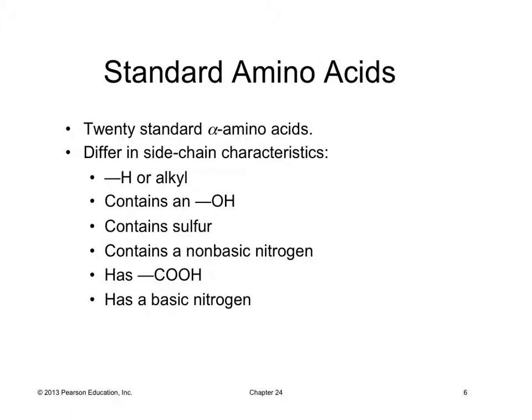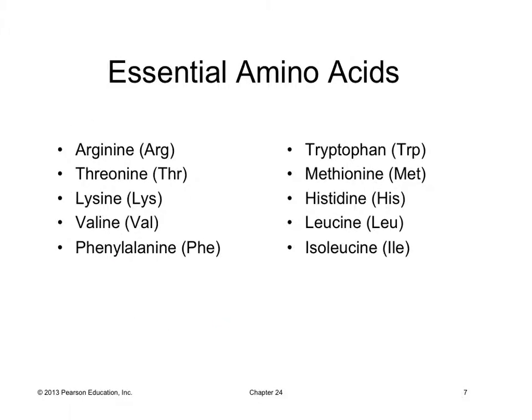Standard amino acids: there are 20 standard amino acids. They differ in side chain characteristics. You can have H or alkyl. Some of them contain OH, some contain sulfur, some have non-basic nitrogen, some have COOH, some have basic nitrogen. The essential amino acids are as follows: arginine, threonine, lysine, valine, phenylalanine, tryptophan, methionine, histidine, leucine, and isoleucine.